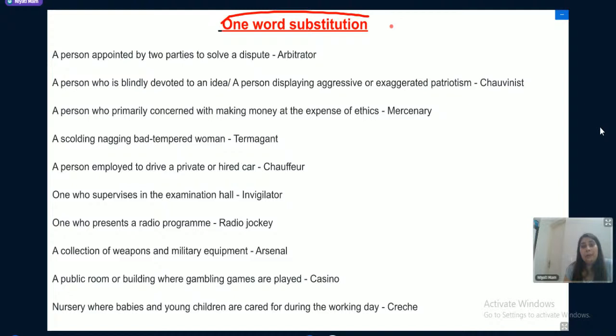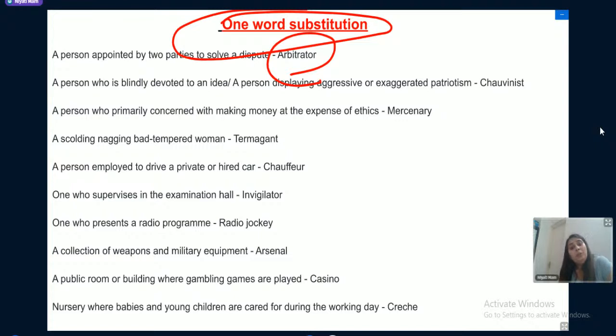Okay, one word substitution for today. A person appointed by two parties to solve a dispute. If there is a dispute, a problem between two parties, then both of them choose a single person to clear that dispute, and that person is known as an arbitrator.